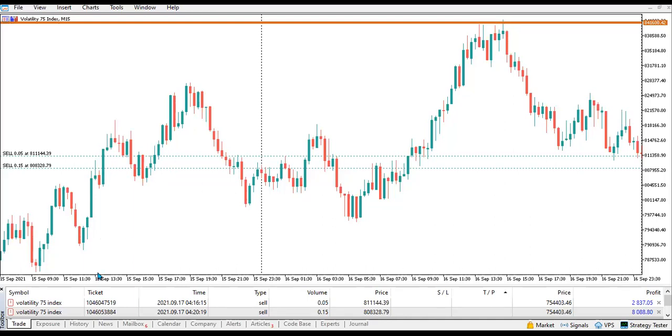So this is the head and shoulders pattern. And, okay, so here you go. Your head, your shoulder. Okay, then the head, then the other shoulder, right? So that's your head and shoulders pattern.